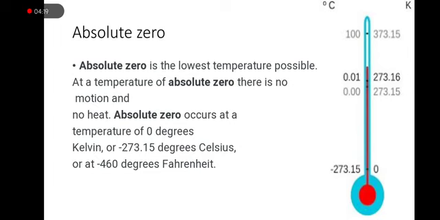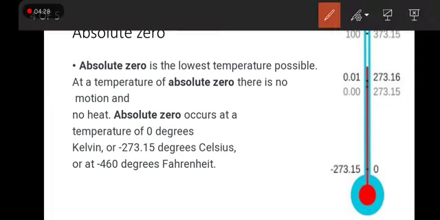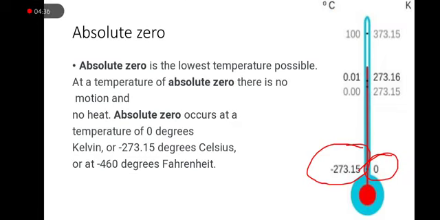This temperature is minus 273 degrees Celsius. You can see easily in this picture, this temperature, and 0 in Kelvin. So it means 0 in Kelvin is equal to minus 273 in Celsius. These both are equal. And in Fahrenheit it is minus 460.